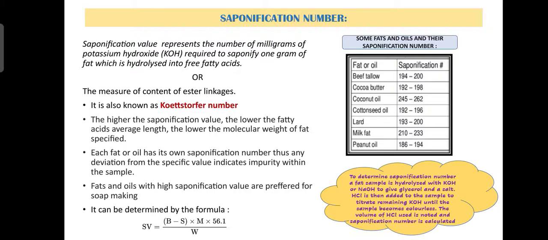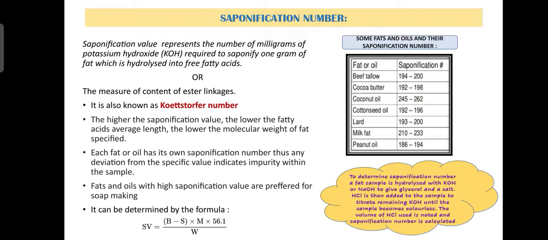Moving on, the method devised to differentiate between short chain and long chain fatty acids within a sample requires calculation of saponification number. Saponification number or saponification value represents the number of milligrams of potassium hydroxide required to saponify 1 gram of fat which is hydrolyzed into free fatty acids, or the measure of content of ester linkages because it tells the amount of ester linkages present in the sample.